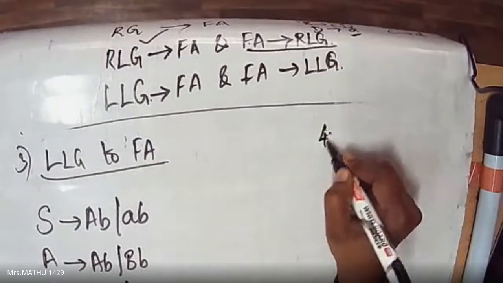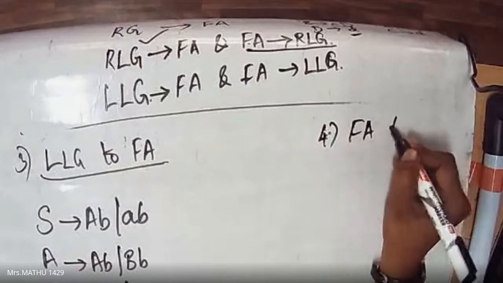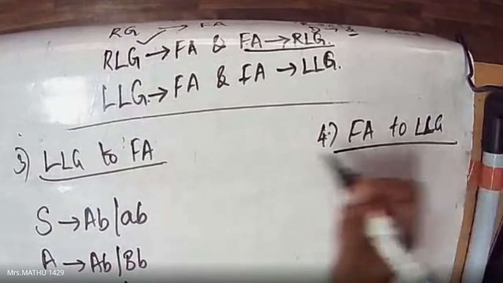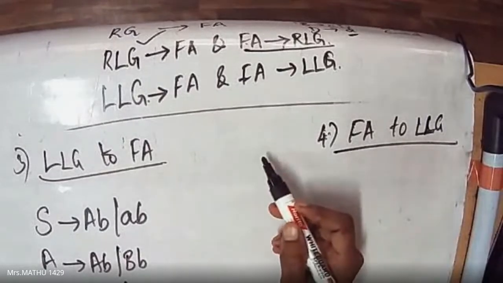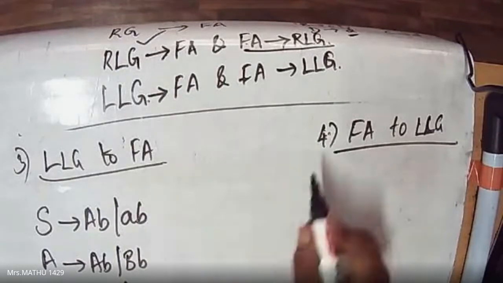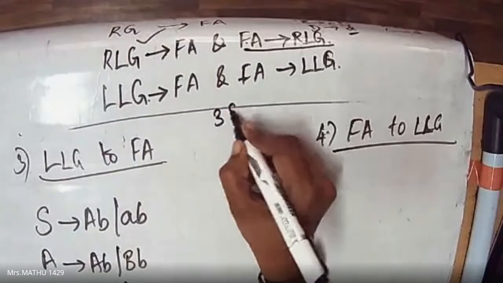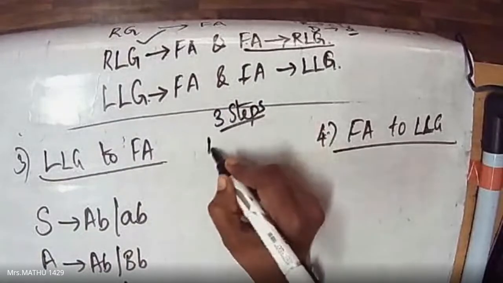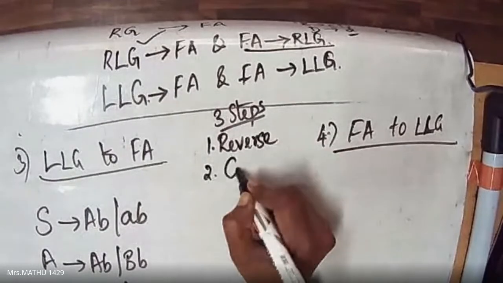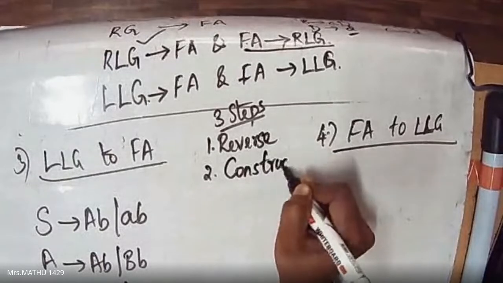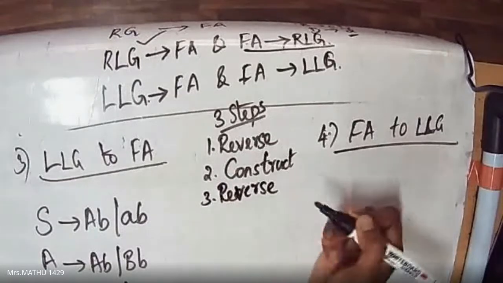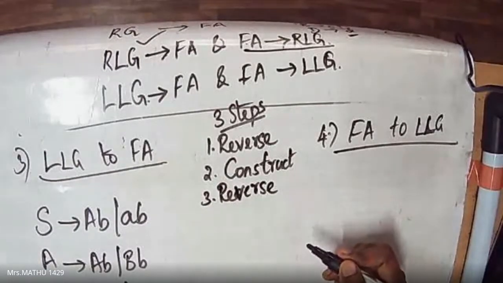And then we also need to convert the given finite automata to left linear grammar. Please remember that when we consider left linear grammar for these conversions, there are three steps we need to remember for both the conversions. The first one is reverse, the second one is construct, and the third one is again reverse.